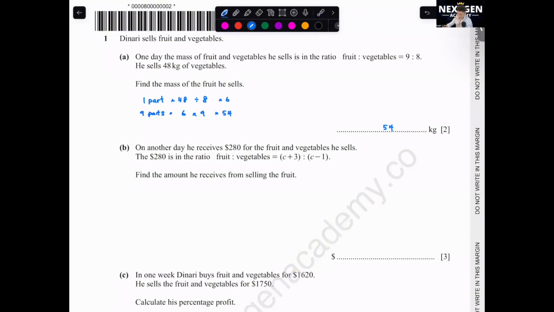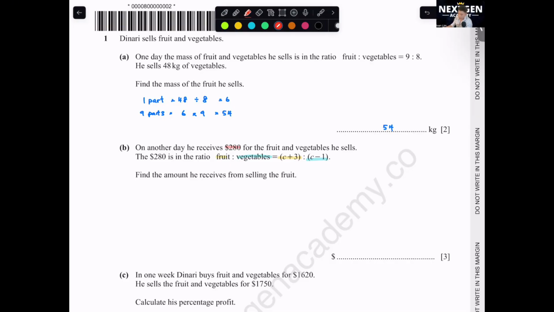Question B. On another day, he receives $280 for the fruit and veg he sells. The $280 is in the ratio fruit to vegetables equals C plus 3 to C minus 1. Find the amount he receives from selling the fruit. First thing, this one looks complicated. Typically they never give it like this. What we can say over here is fruit represents this, vegetables represents this, and this is the total that he received. It's actually similar to the top question.